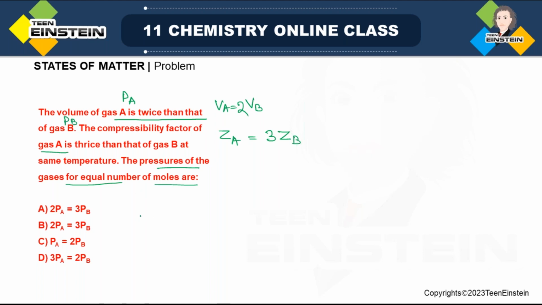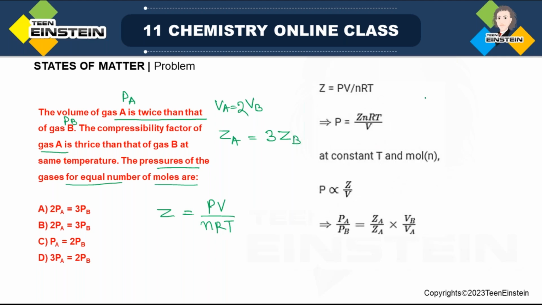Now remember, the ideal gas equation is PV equal to nRT. But here, if you also consider Z, what is the ratio? It is basically the PV by nRT relationship. So from this, what can you write? Z is equal to PV by nRT. So P should be equal to Z into nRT by V. Now here n is constant because it is mentioned equal number of moles, so for both gases it is the same. R is constant, temperature is the same.